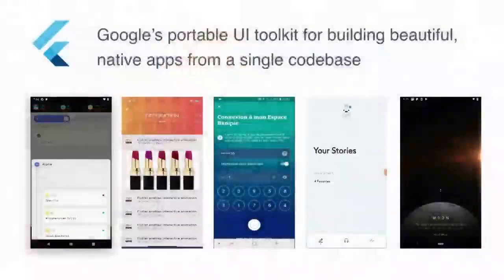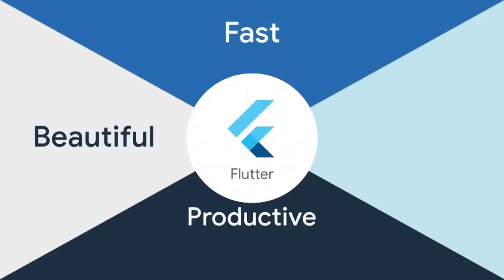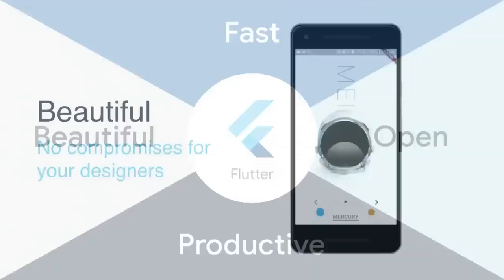So I mentioned what Flutter is. But a lot of times when we talk about Flutter, we do it with 4 pillars. So we say that Flutter is beautiful, Flutter is fast, Flutter is productive, and Flutter is open. So let me dive into each one of these for a little bit.